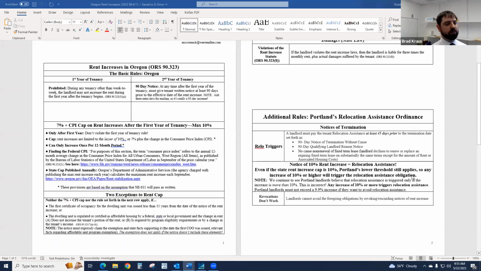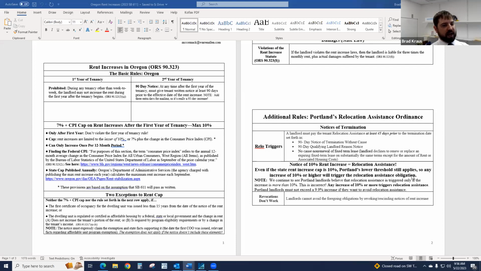Keep in mind, and I'm going to hammer on this later, but I'm going to hammer on this now: remember that Portland's maximum rent increase is 9.9%. It's not 10%, it's 9.9%. So if you have property in Portland and you raise rent by, for example, let's say the CPI is 4%, that would mean we'd be capped at 10% under the state law. Well, if you raise rent by 10% in Portland, you have triggered the relocation damages, assuming the tenant notifies you that they want relocation assistance. So again, keep that at 9.9%.